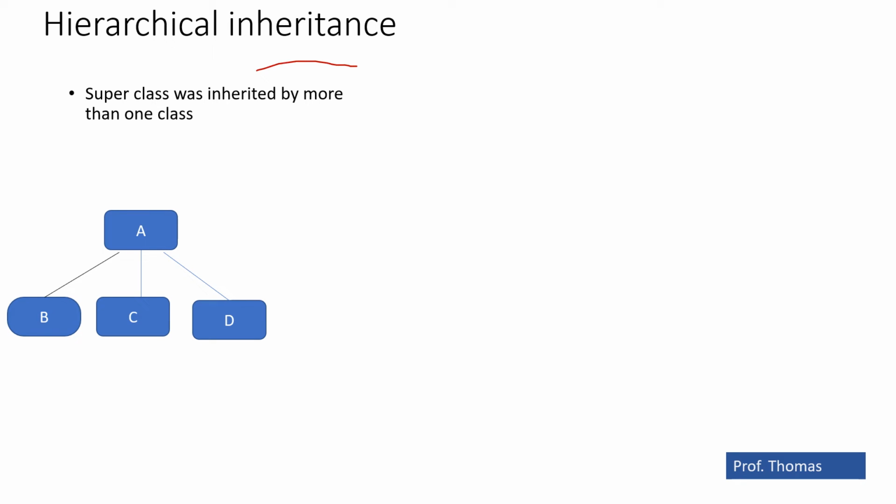Hierarchical inheritance. Simple. A single class will be inherited by multiple classes. For example, class A can be extended by B, C, and D also. Class A is a superclass for B, C, and D.